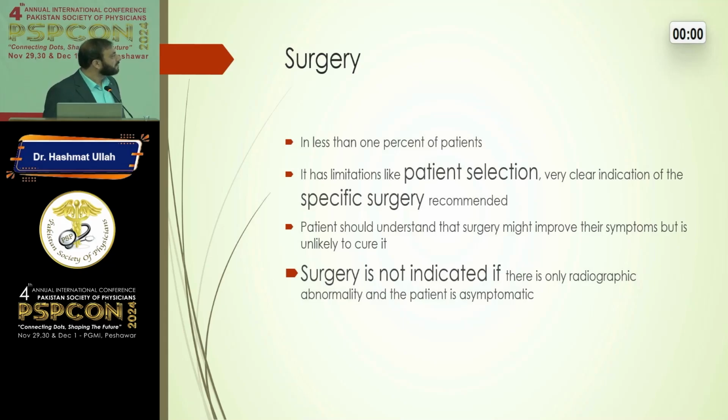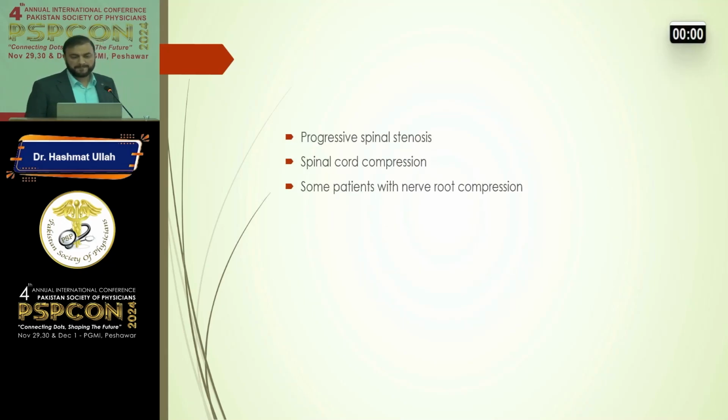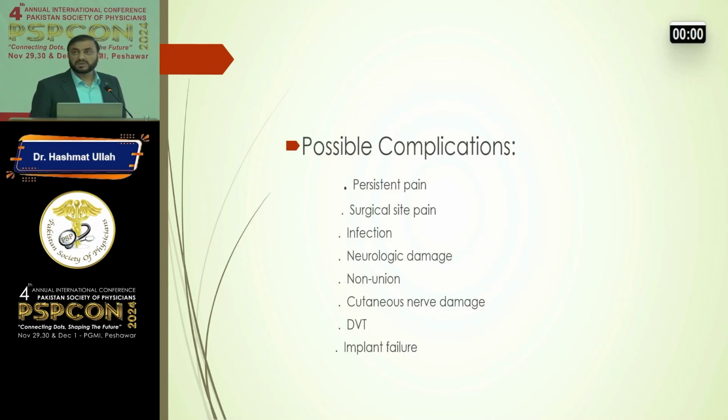And surgery has limitations, like patient selection and a very clear indication for surgery. Specific surgery is recommended. Surgery is not recommended if there are only radiographic abnormalities and your patient is asymptomatic. For progressive spinal stenosis, like spinal cord compression, you can go for surgery. The surgical complications could be: the patient may have persistent pain, infection at the site, and non-union. The patient may develop DVT, cutaneous nerve damage, or there may be implant failure.